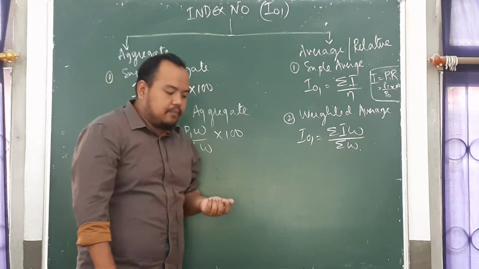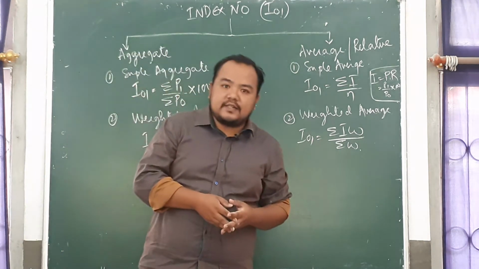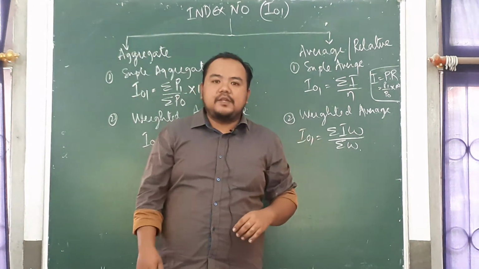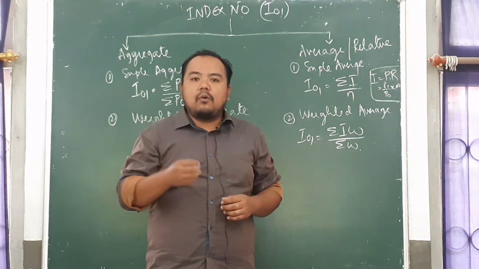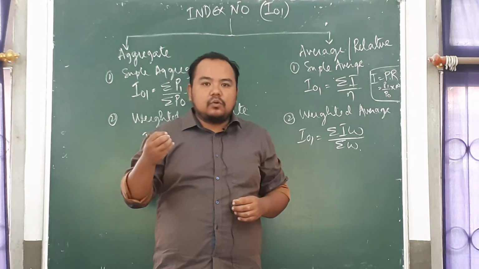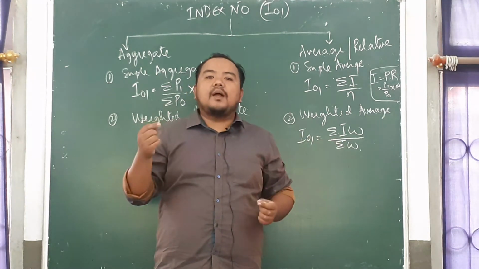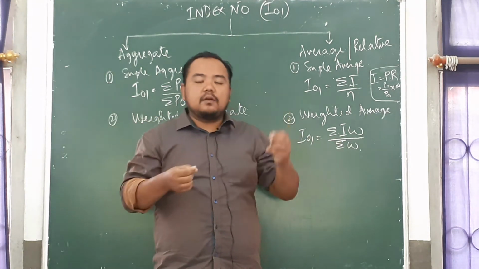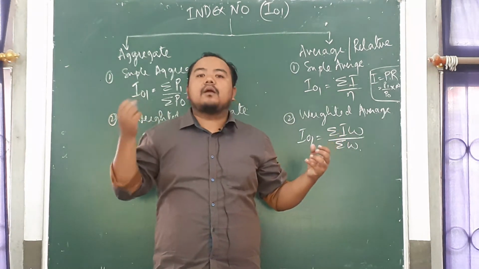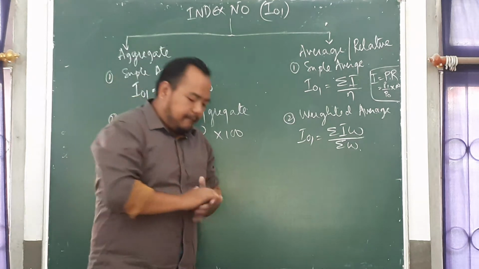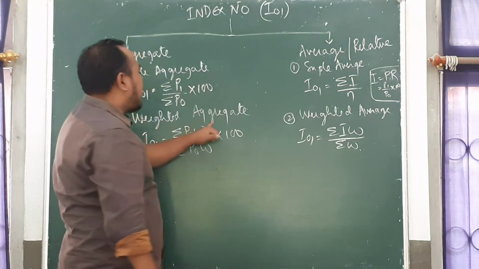Like I give you an example, the price of petrol in the year 2010 was, let us say, 40 rupees, and the price of petrol in the year 2020 is 80 rupees. So P0 is 40 and P1 is 80. So similarly, 0 stands for base year and 1 stands for the latest or the current year. Is that clear? Okay. So next we have weighted aggregate.